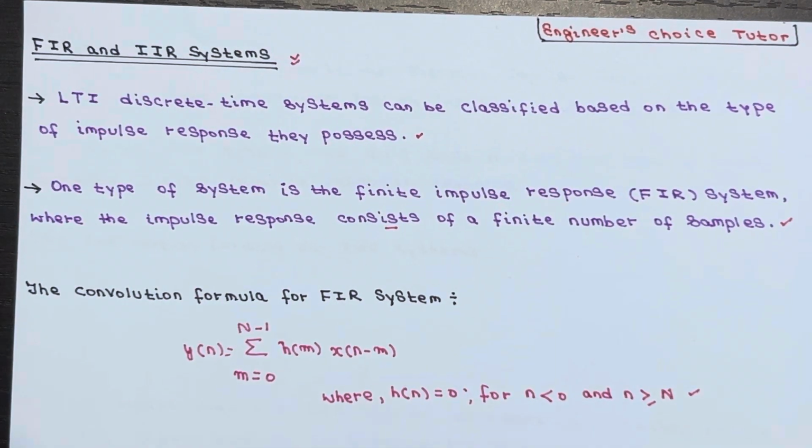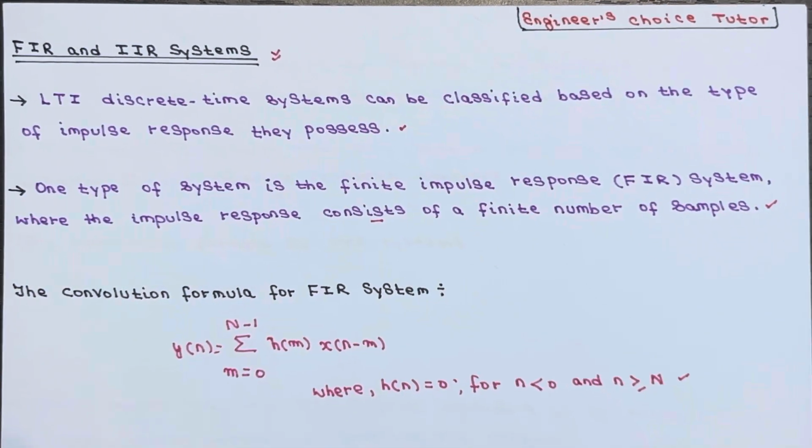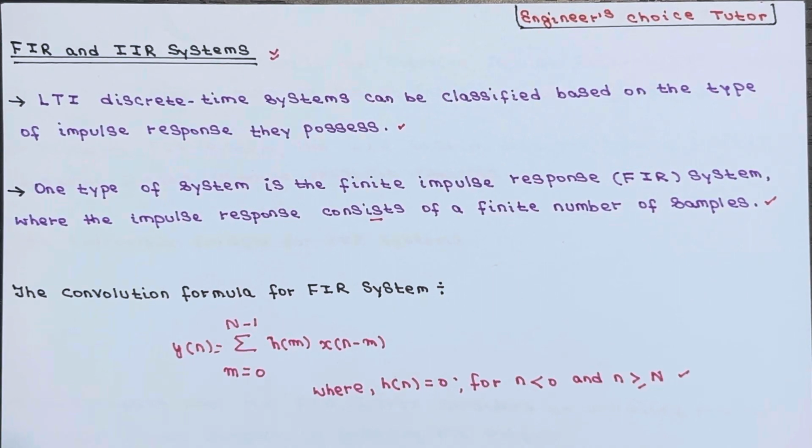Clear? Don't worry about the convolution as of now, because we are going to deal with the convolution sum in detail in the next chapter, and there is a separate chapter on FIR and IIR systems also. Just remember this small point: a finite impulse response system consists of a finite number of samples in the impulse response. This is what an FIR system is.